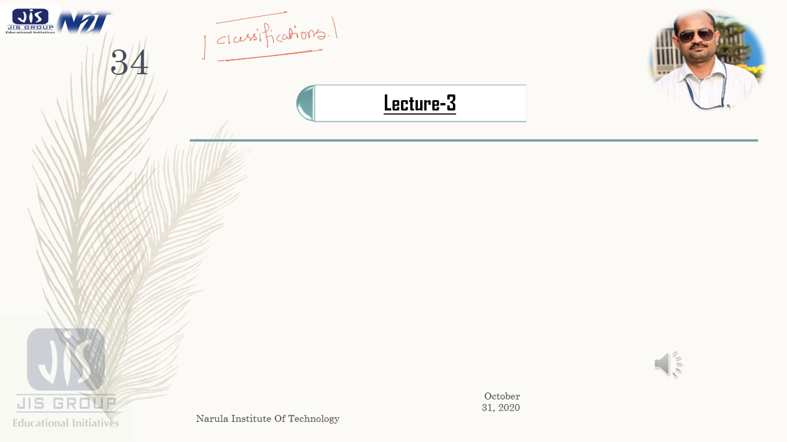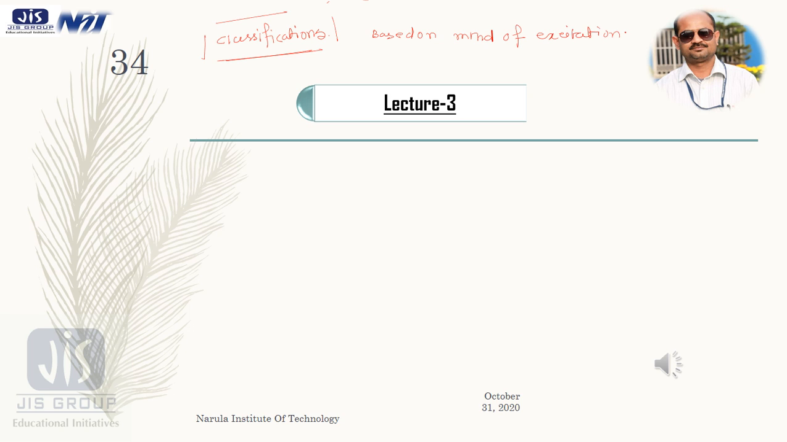Now, whenever we classify something, basically it is done based on some parameter. Similarly, here in case of DC machine, we can classify DC machine based on method of excitation. So classification is basically done based on method of excitation.